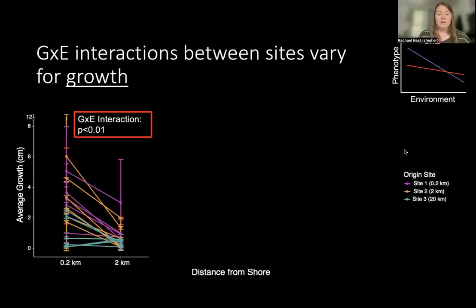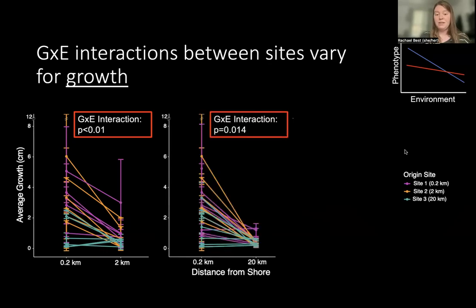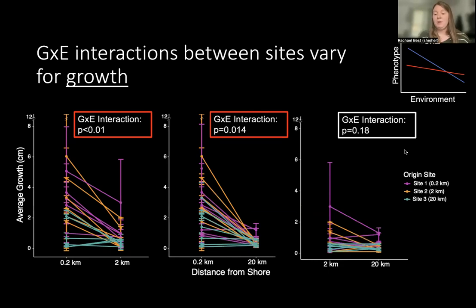And so to orient you to this figure, along the x-axis is a pairwise comparison of two transplant sites. And along the y-axis, we see the average amount of growth. So in this first figure, comparing sites 1 and 2, we see a significant genotype by environment interaction occurring. Similarly, when comparing sites 1 and 3, we see, again, a significant genotype by environment interaction. However, when comparing colonies transplanted between sites 2 and 3, we're not seeing this genotype by environment interaction.